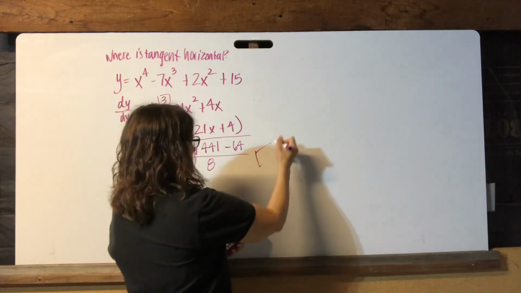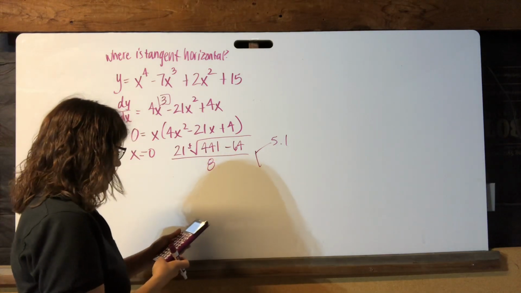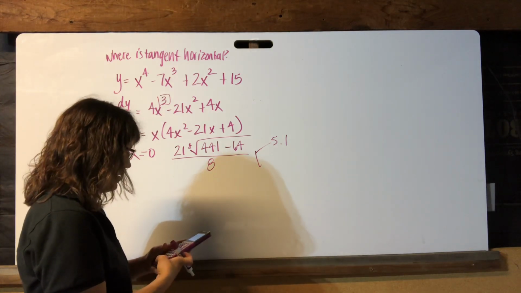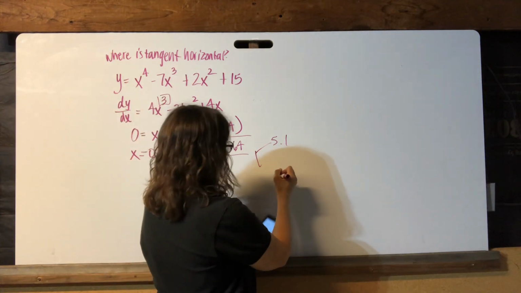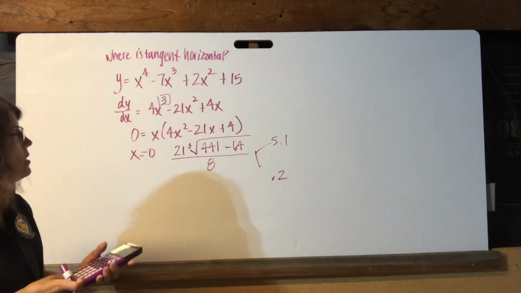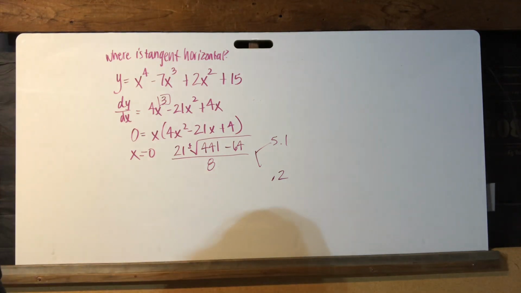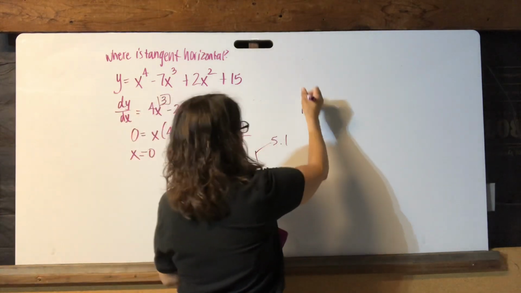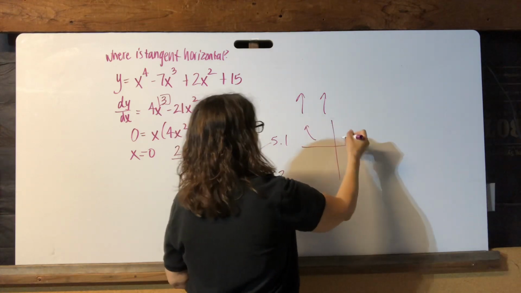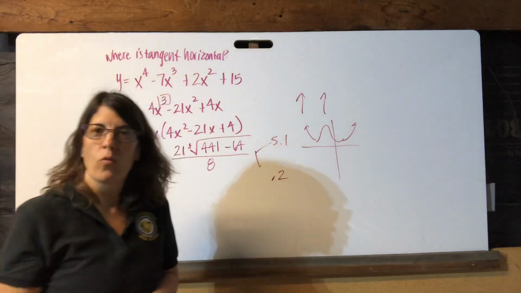Okay, I just did it really fast. Hopefully this is right. Okay, 21 minus that, divided by 8. About 0.2. I just plugged it into my calculator really quick. This is a fourth power, so the end behavior is up. It's probably going to go something like up, and then something like that. It's going to look like a weird W.